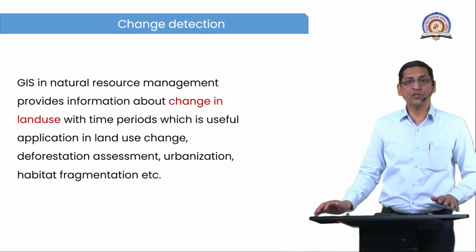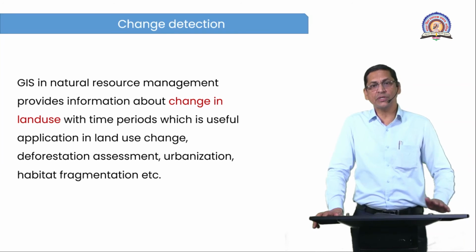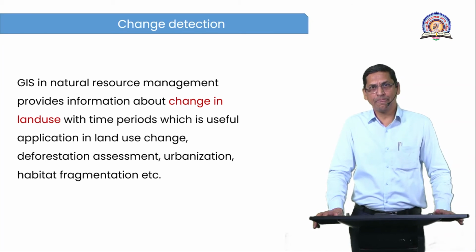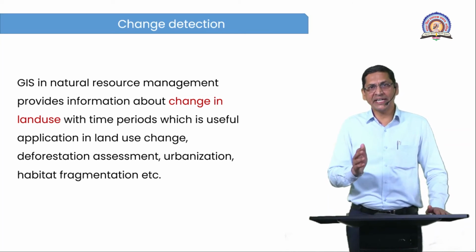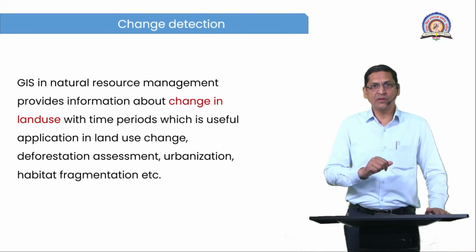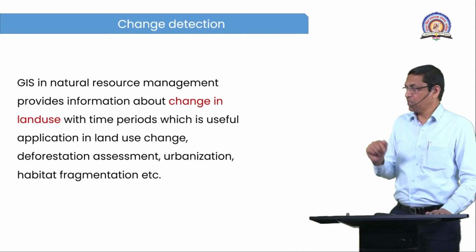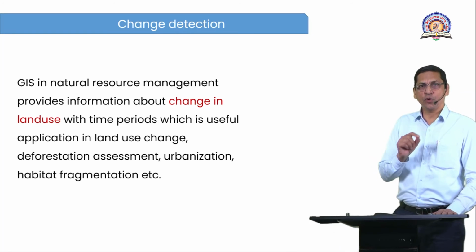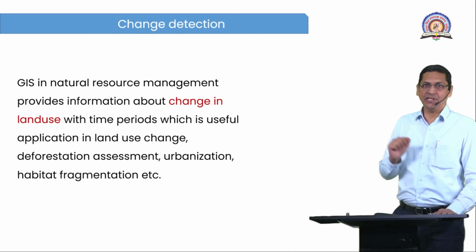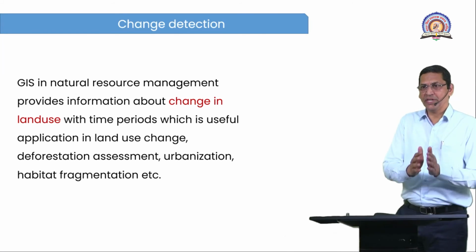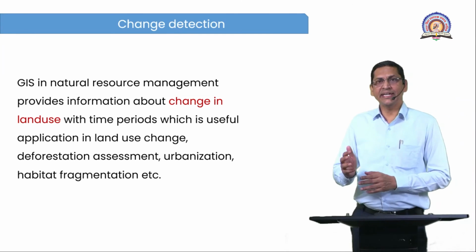GIS in natural resource management provides information about the change in land use, what changes are taking place at a particular place with respect to time, that can be automatically recorded and displayed by GIS. And therefore, if we can notice the changes, we can take precautions.